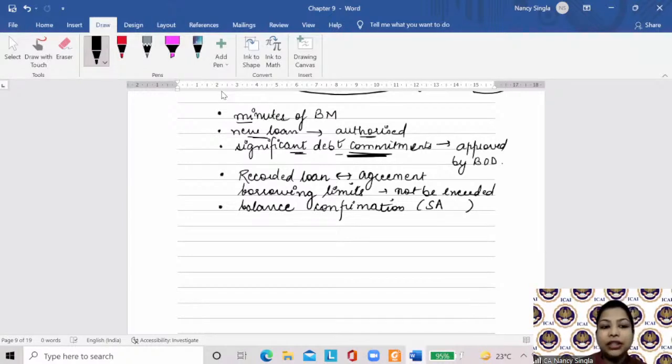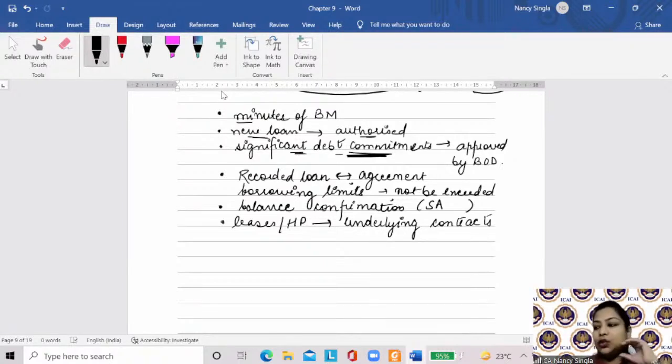Okay? Further, with respect to leases and hire purchase, since these are also kind of borrowing only, the underlying contracts should be perused by the auditor. I need your answers. Balance confirmation, SA number, please students quickly send in your replies.